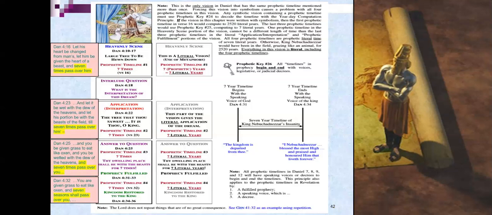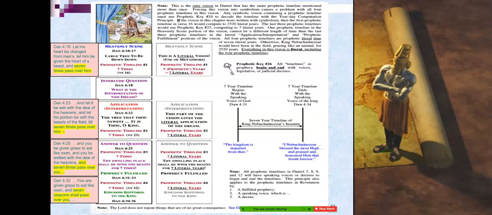I guess that would have been a better way to answer Christine's question earlier. Since it's literal, the 7 prophetic years equals 7 literal years. The same goes for the application interpretation: it's 7 literal years, as well as the third and fourth time it's mentioned, they're all literal years. There's no mixing of symbolic time calculations with literal time calculations.